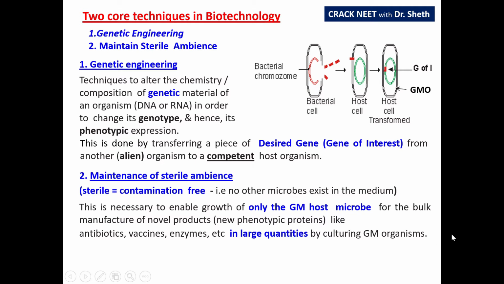Now, when you want to produce products in large quantities, this genetically modified host has to be isolated, and you want that only this host should be cultured and multiplied. So the protein produced by this host only will be made available. If the culture medium where you are culturing this host is contaminated by other organisms, then these other organisms will also grow and you will get a mixture of proteins which you may not require. Hence, it's very important to maintain a sterile ambience.